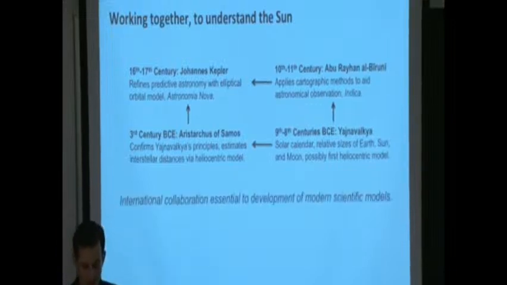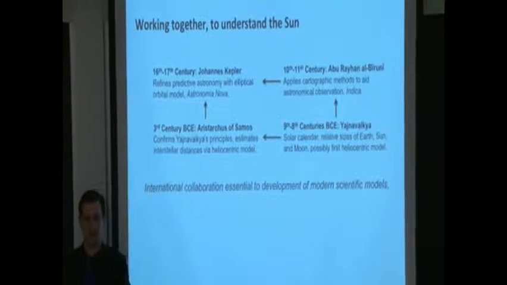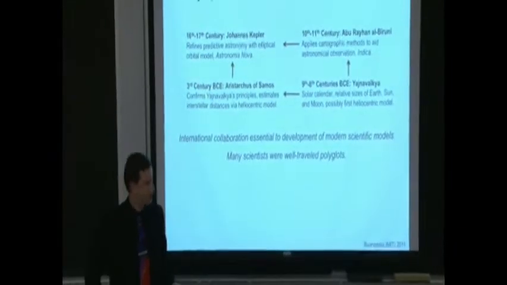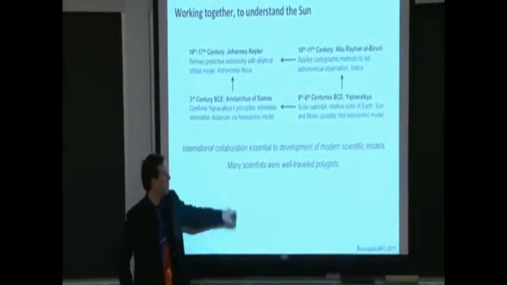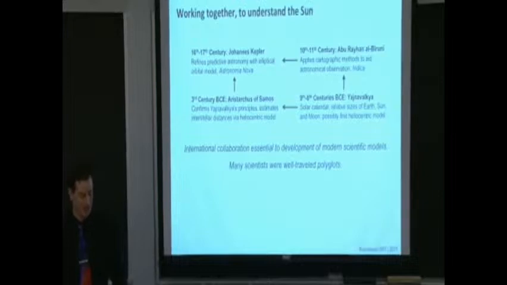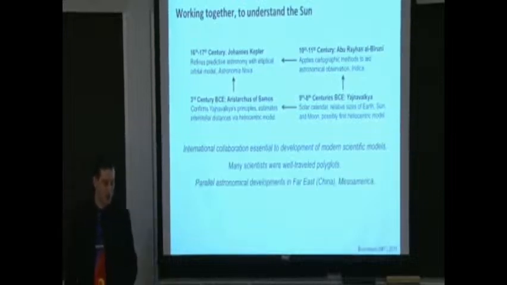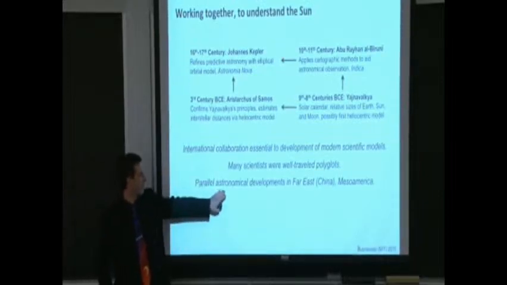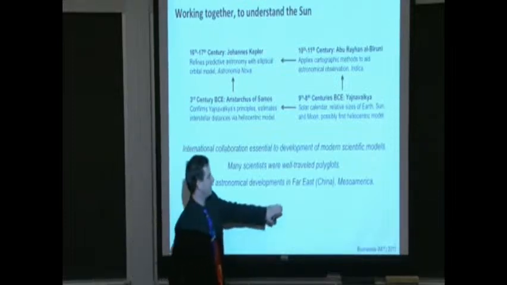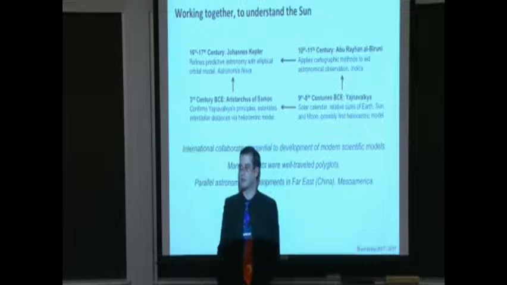So a couple of interesting things to note is that international collaboration was really essential. These ideas didn't develop in isolation. They were flowing throughout the world. It's important to know that many of the scientists were well-traveled polyglots, meaning they spoke different languages, and that's how they were able to interpret the texts and readings of other people. It's also to note that parallel astronomical developments were happening in other regions of the world, the Far East, Mesoamerica, and so forth, right?